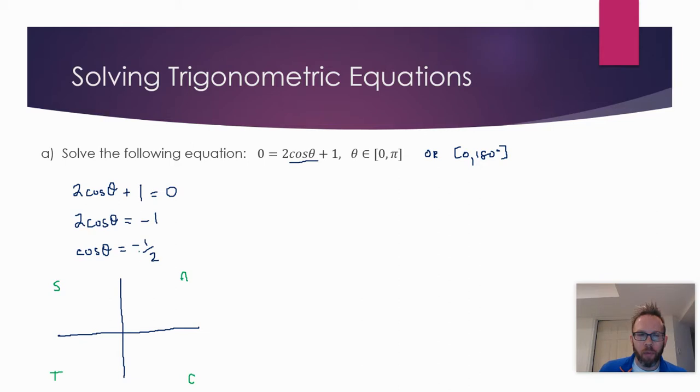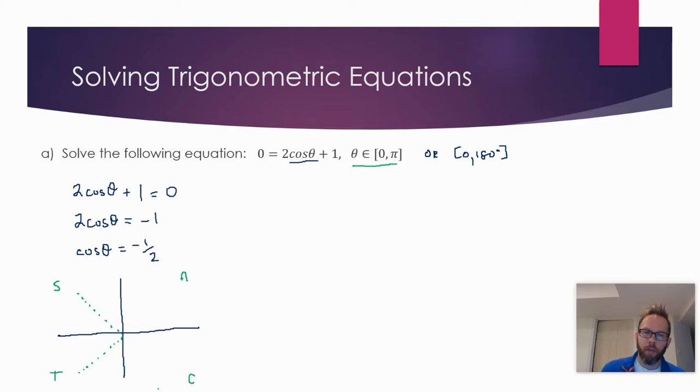And you learned the CAST rule to just understand when a certain ratio will be positive or negative. So we know that cosine is positive in the C quadrant and the A quadrant for all, and it's negative in the sine quadrant and the tangent quadrant. So we know that between 0 and 360 or 0 and 2 pi radians, there'll be 2 solutions here and here. And for our particular problem, we're only looking for solutions between 0 and pi. So it's going to be the one in quadrant 2 here, between 90 and 180 degrees, or pi over 2 and pi radians.